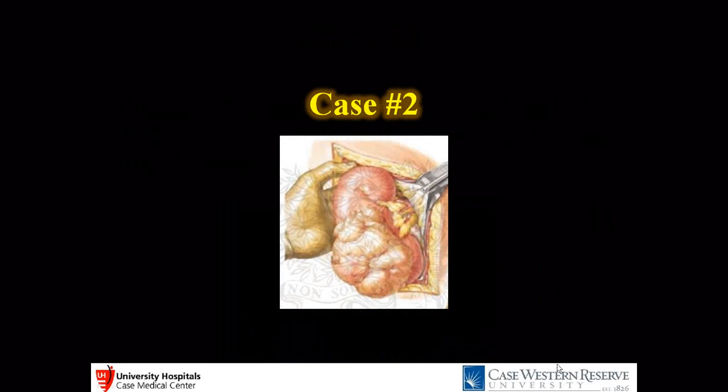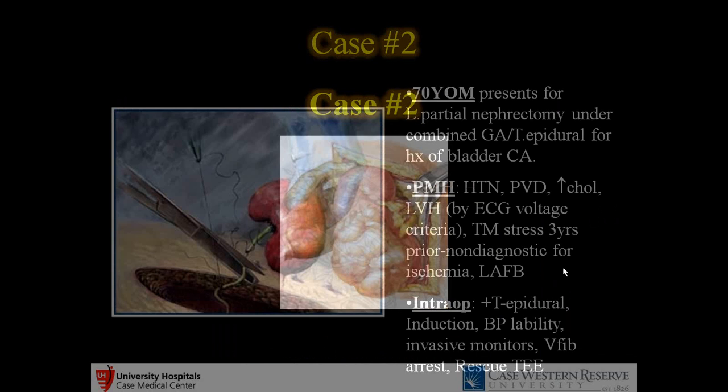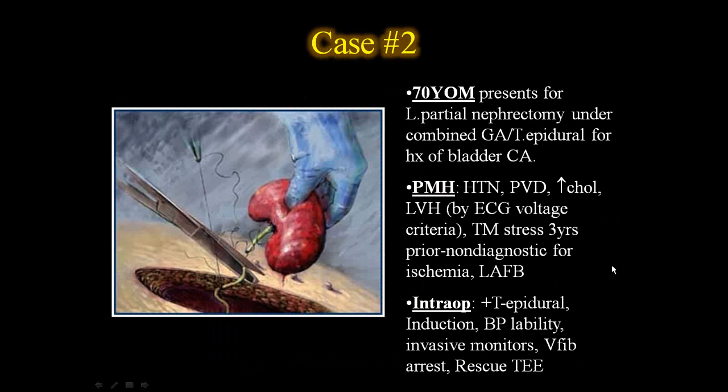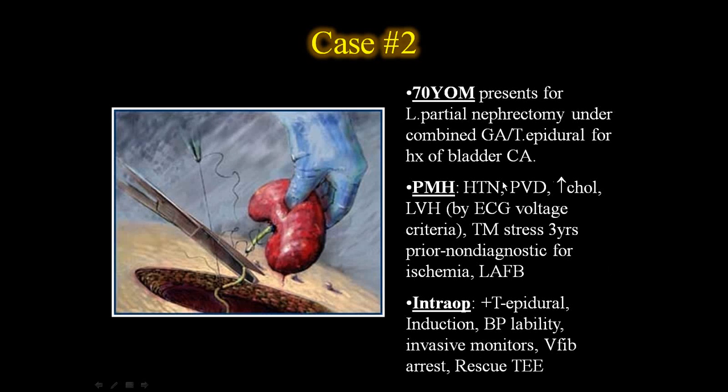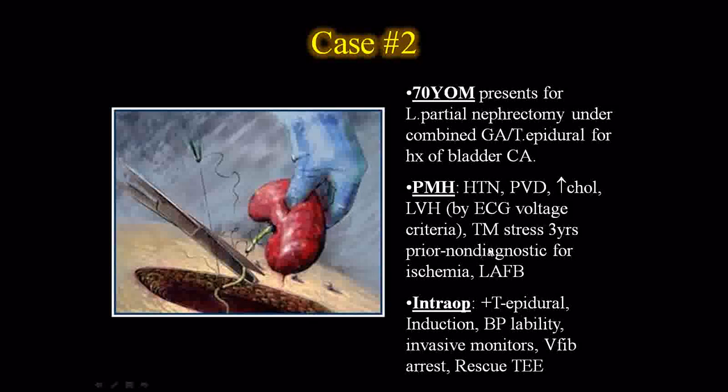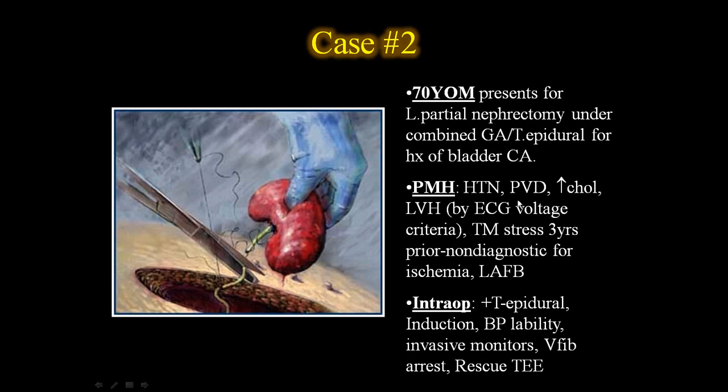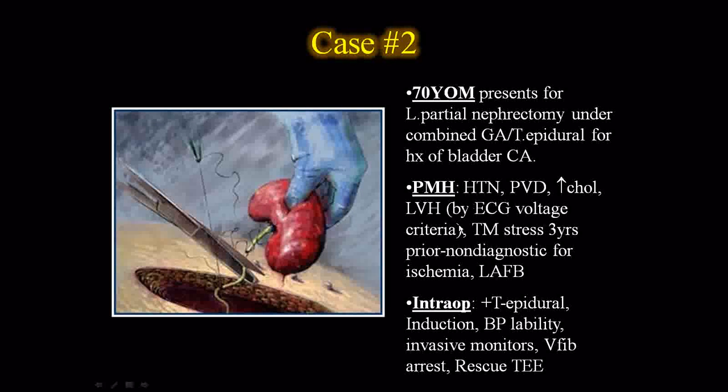Okay, case number 2 is that of a 70-year-old male who presented for left partial nephrectomy with a combined general anesthesia and regional anesthetic, a thoracic epidural. He had a history of bladder cancer, which is why his left kidney was being removed. His past medical history was significant, as you can see, for hypertension, peripheral vascular disease, hypercholesterolemia, left ventricular hypertrophy related to his hypertension.